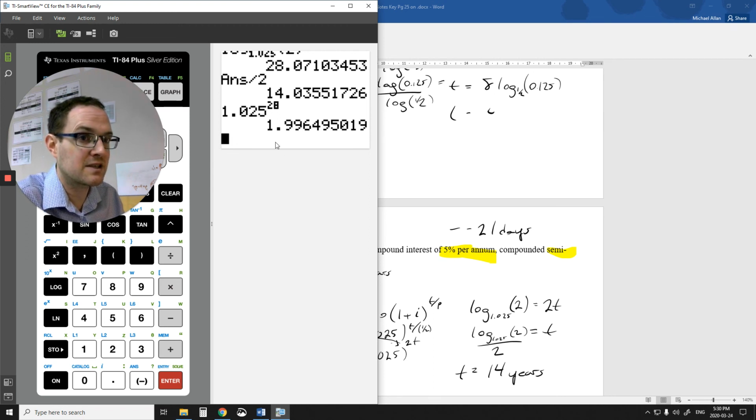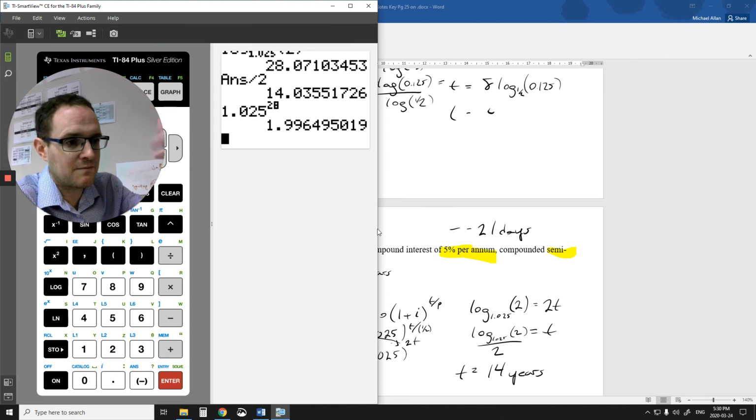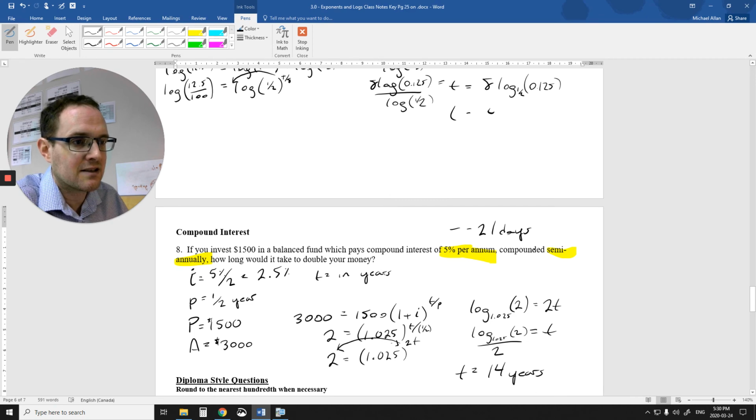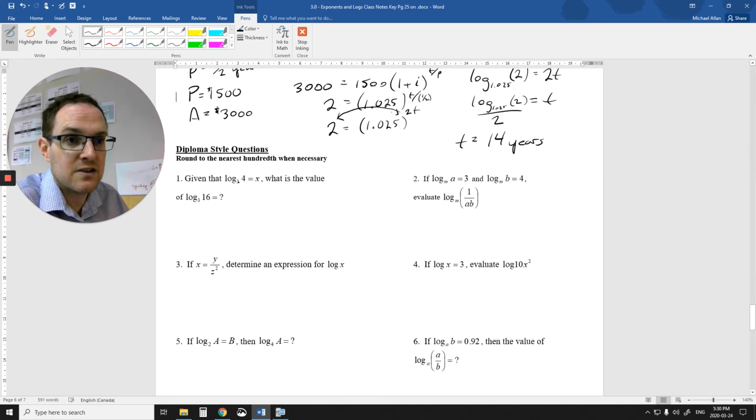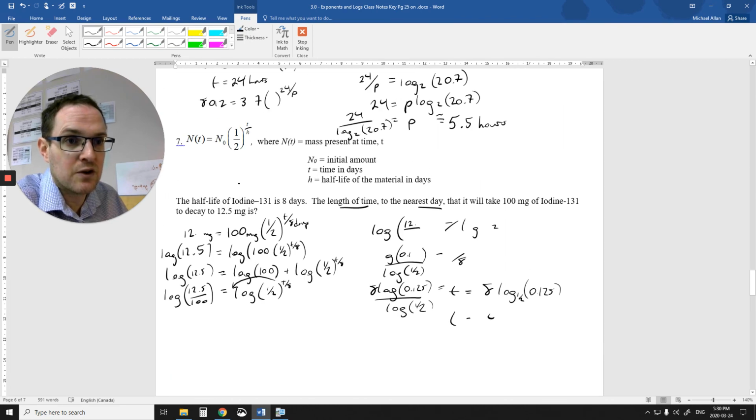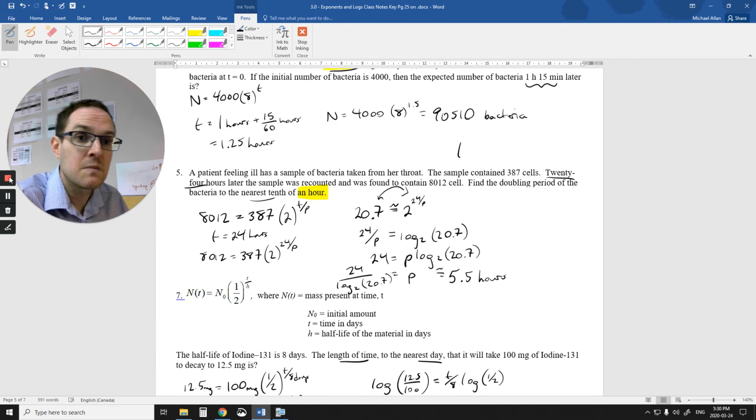So let's just leave it as 14. If you want to be sure that you've doubled, you probably add an extra half a year on there to the next compound period. So 14.5. All right, so that finishes off decay, growth, and interest questions.